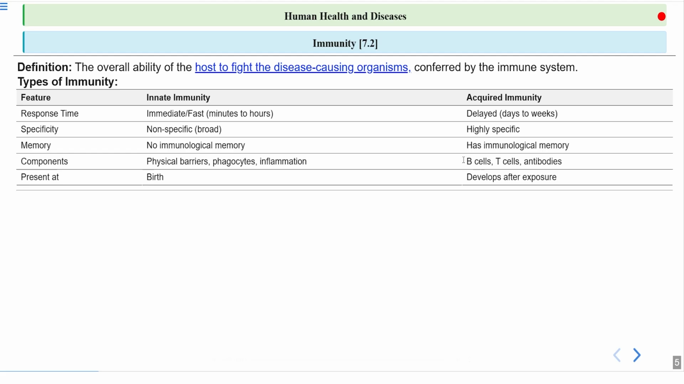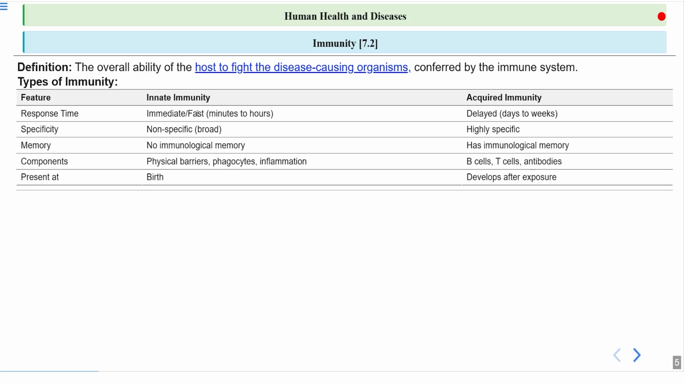What are the components of these two immunities? Let's talk about innate immunity first. Innate immunity includes the body's initial defenses like physical barriers, which include skin and mucous membrane, as well as phagocytes like macrophages, and the process of inflammation. This is also included under innate immunity. On the other hand, acquired immunity involves specialized cells called B cells and T cells and the antibodies they produce.